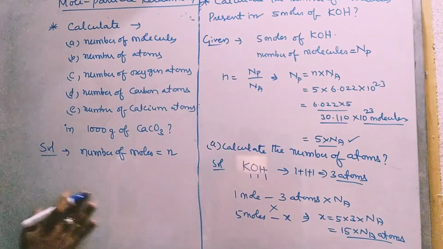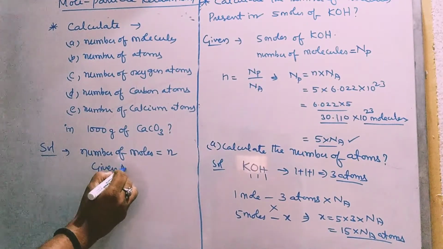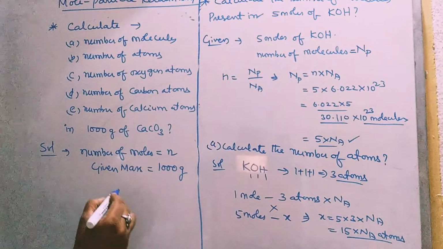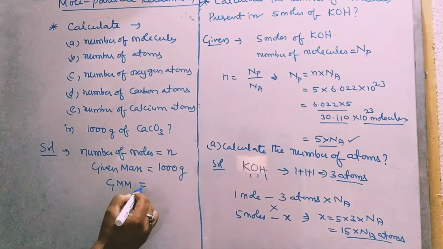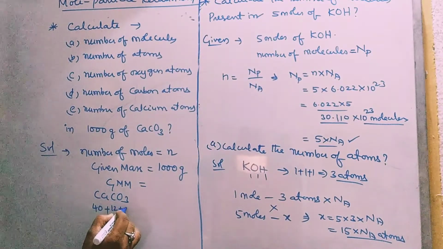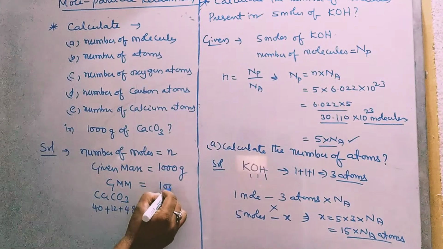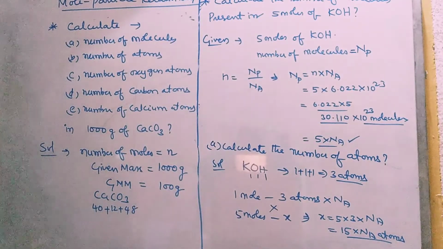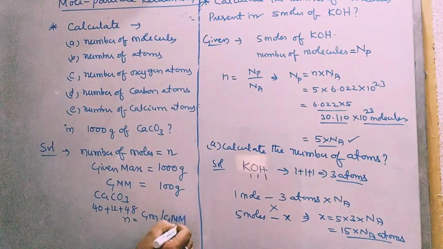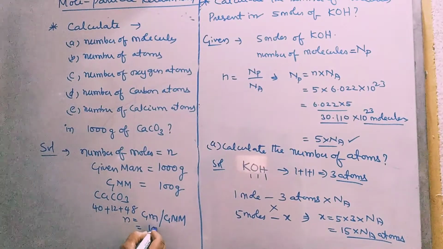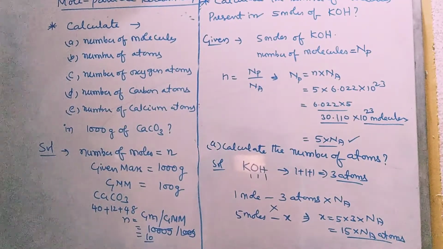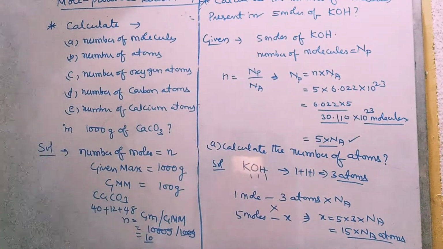Let it be n. In the problem, the given mass is 1000 grams. What is the gram molecular mass of calcium carbonate, CaCO3? 40 plus 12 plus 48, so you will get 100 grams. Number of moles equals given mass by gram molecular mass, so 1000 by 100. What will you get as the answer? 10 moles. The number of moles is 10.